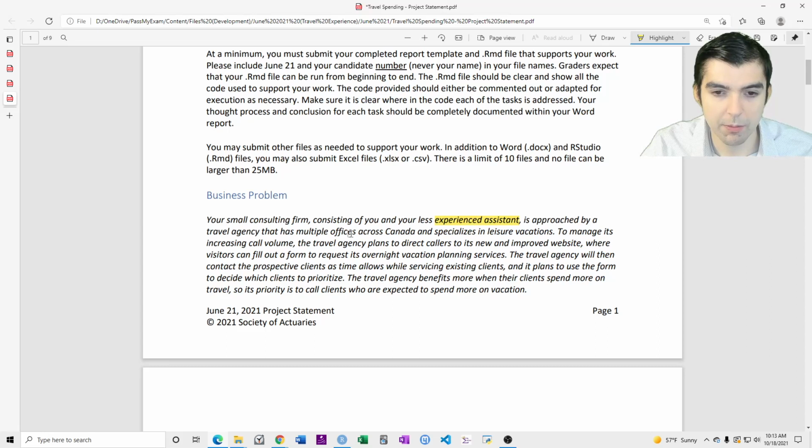So yeah, there you see where the data is from. It's from Canada. And the purpose is really just to understand the data. There's no exact predictive model here. It's just to manage its increasing call volume and travel agency, etc., etc.